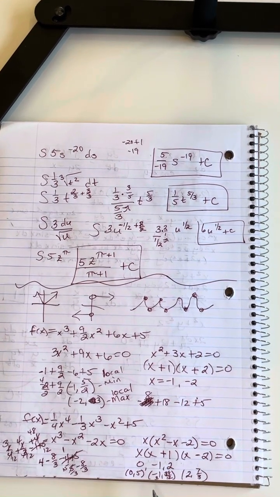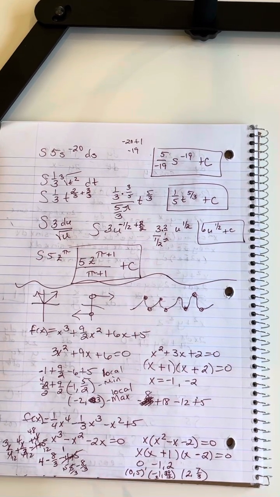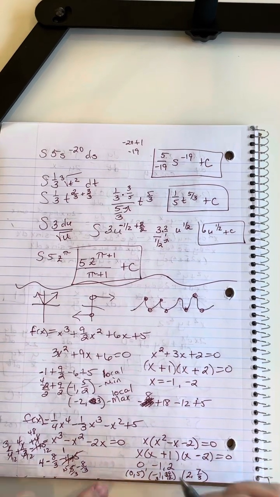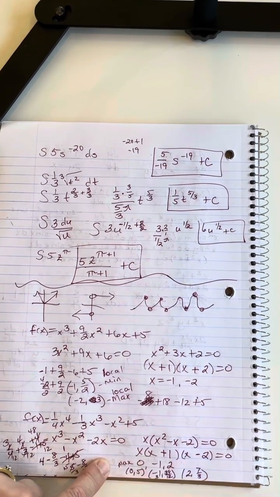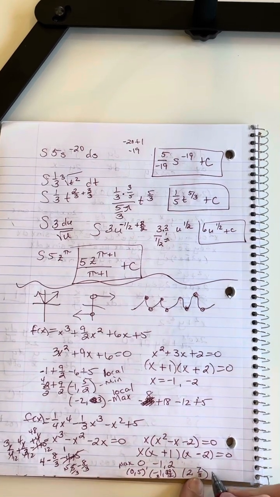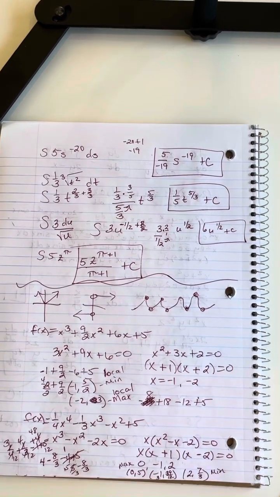So my biggest one is going to be, yeah, that's 2 and something, so that's smaller than that one. So the 0, 5 should be my max. I'm looking for that answer. And then, yeah, this one is the smallest, so it is the minimum.